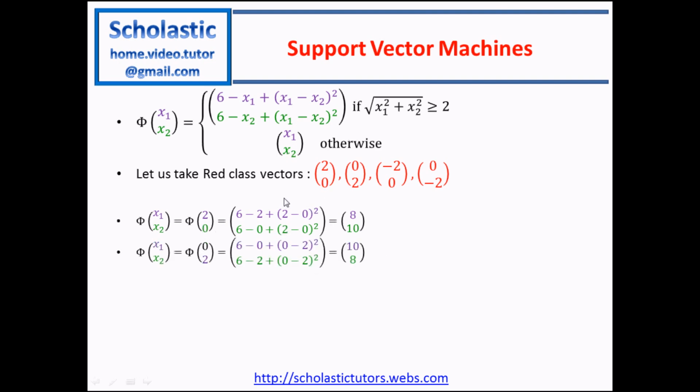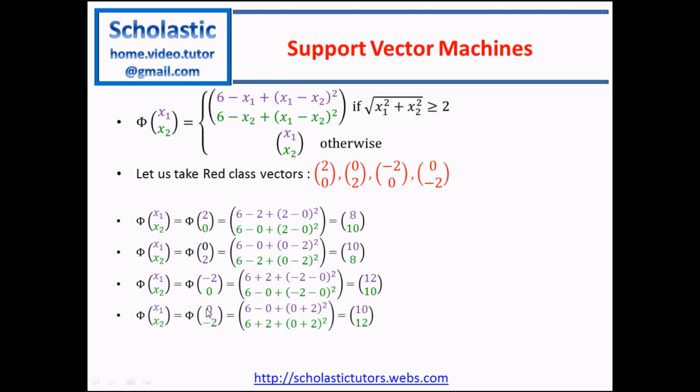Similarly, you can do it for the next vectors. (0, 2) will become (10, 8), (-2, 0) becomes (12, 10), and (0, -2) becomes (10, 12). So what are we going to gather from these outputs? Let's see.